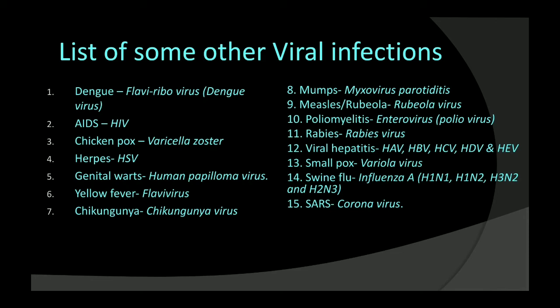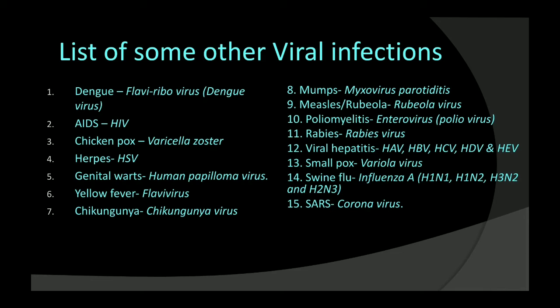Mumps is caused by myxovirus parotitis. It's also a disease which infects the parotid glands. Inflammation of the parotid glands takes place because of this infection. But the good thing is it is not a deadly type of disease. This disease generally occurs once in a lifetime. After that, it provides lifetime immunity, which is acquired immunity.